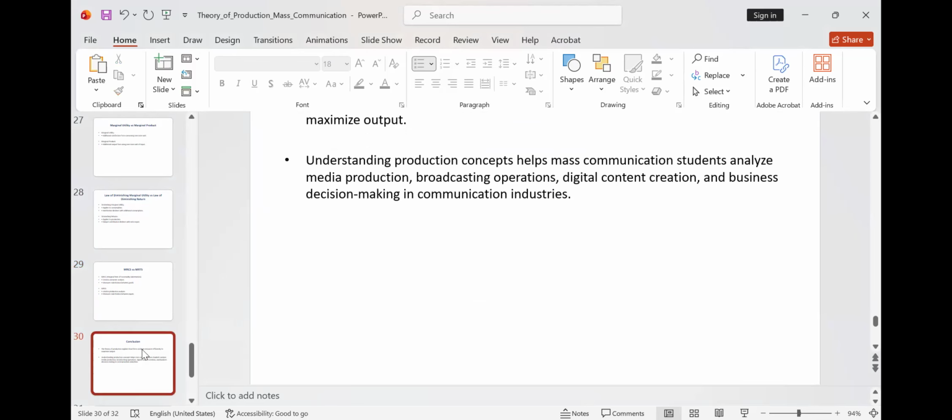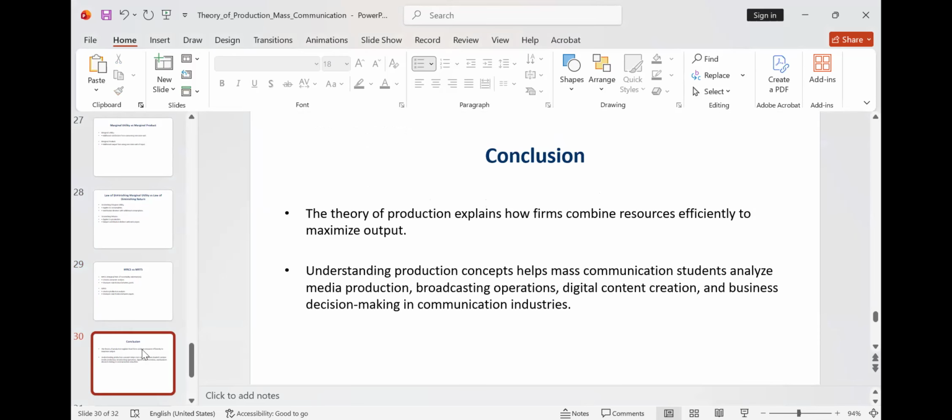Then we want to look at the conclusion. So in conclusion, the theory of production explains how firms combine resources efficiently to maximize output.